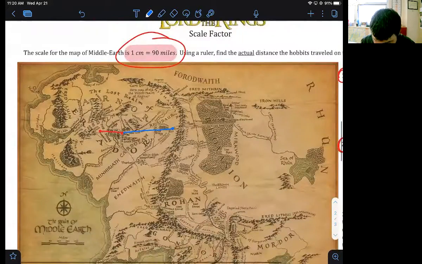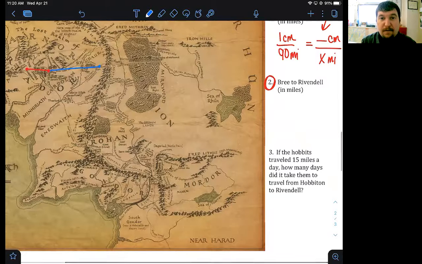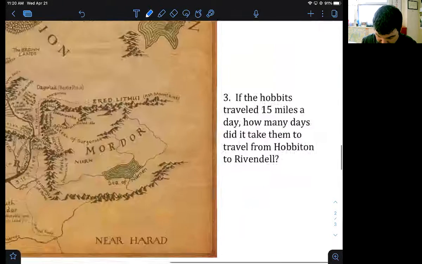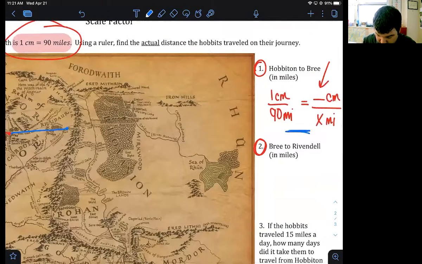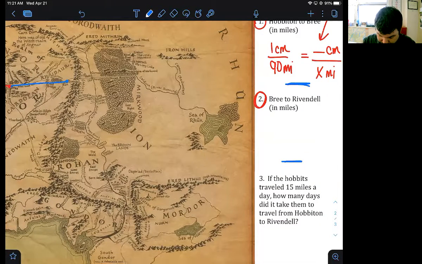Okay, and same thing, you're going to find out how far away in miles, not centimeters, but how many miles that is by measuring the centimeters and then using that proportion. And then for number 3, if the hobbits traveled 15 miles a day, how many days did it take them to travel from Hobbiton to Rivendale? So what you need to do is take your answer from part 1, your answer from part 2, combine them, because it says from Hobbiton to Rivendale. Combine them to see what that total distance is, and then figure out if you travel 15 miles a day, how many days it would take them to travel. Okay, that's it. You're done.